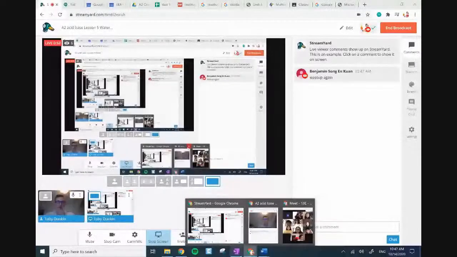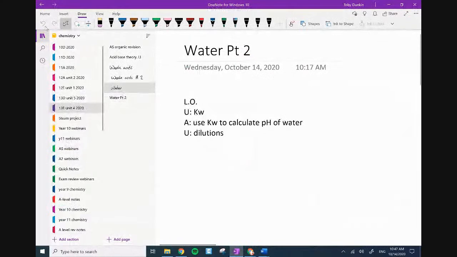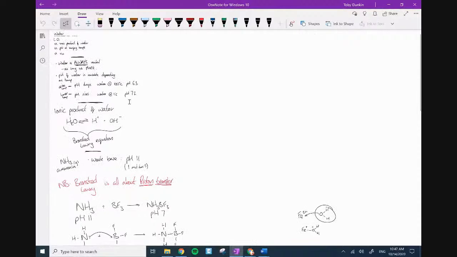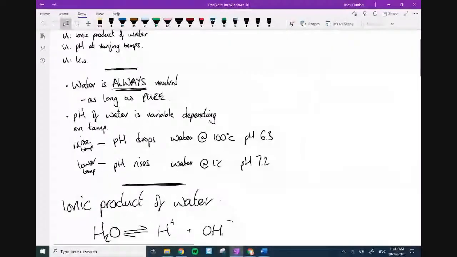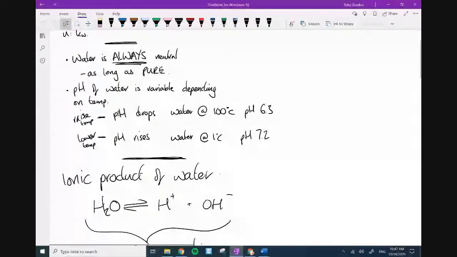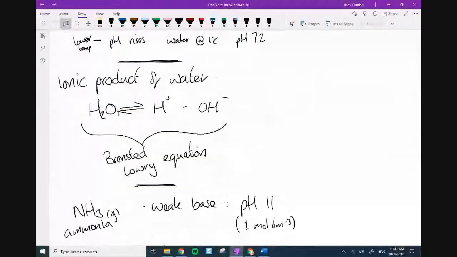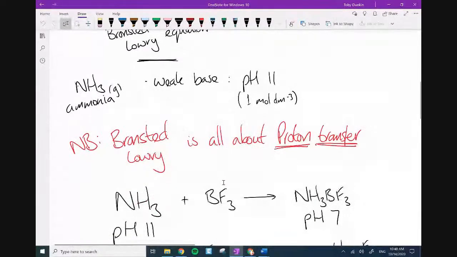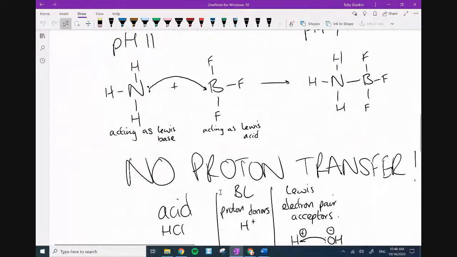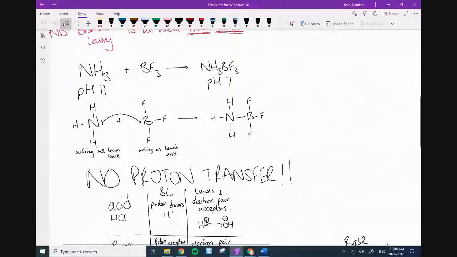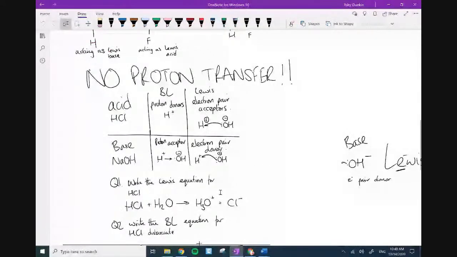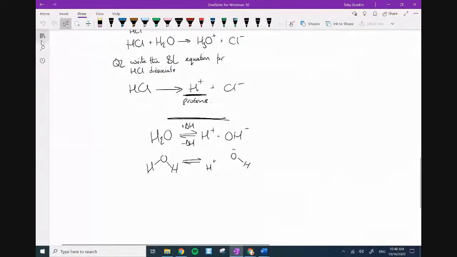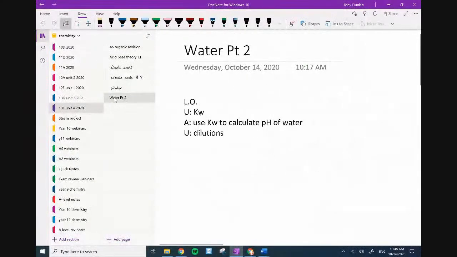So last lesson, we had a big long chat about water. We talked about the ionic product, and the fact that water has these really cool properties. It's always neutral because the H plus and OH minus concentration is always the same. We talked about the ionic product of water, the fact that water dissociates. We then talked about Bronsted-Lowry, which is all about proton transfer. Then we talked about Lewis, and the idea that Lewis is about electron transfer. We then looked at various scenarios, did a set of questions, and then talked about the equilibrium of water and how it would change the pH. So that's what we ended up on. And today's lesson, we're going to finish off water, get that all boxed off.